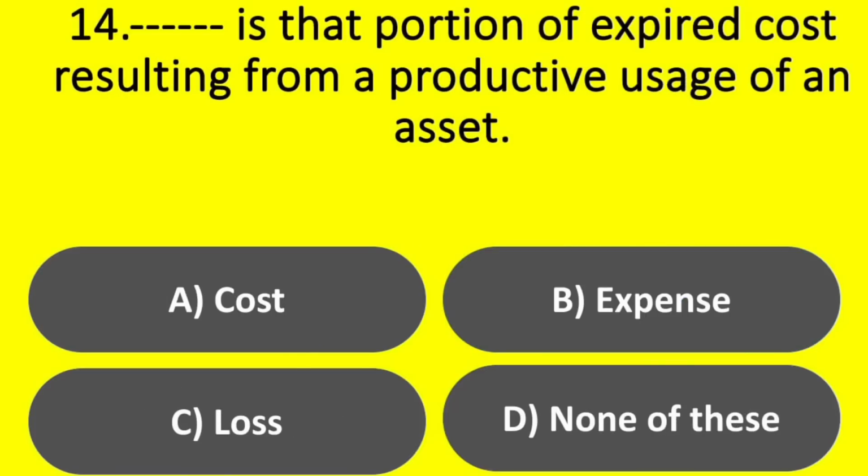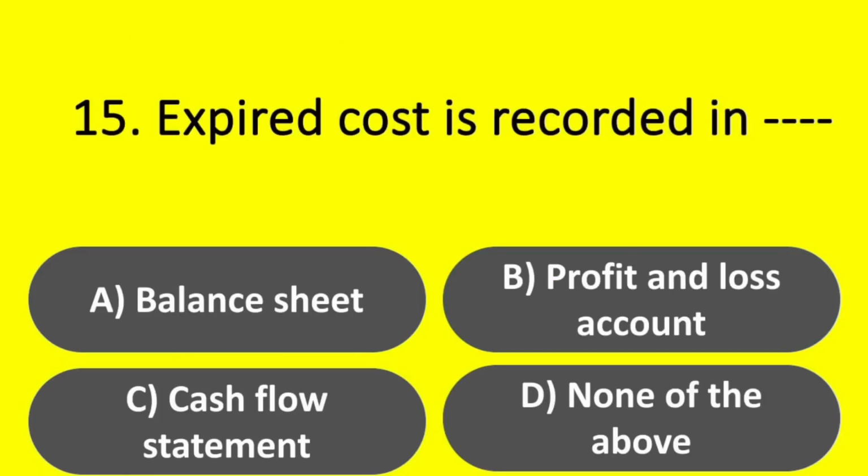Question. Dash is that portion of expired cost resulting from a productive usage of an asset. Option A, Cost; option B, Expense; option C, Loss; option D, None of these. Answer: option B, Expense. Question. Expired cost is recorded in dash. Option A, Balance sheet; option B, Profit and loss account; option C, Cash flow statement; option D, None of the above. Answer: option B, Profit and loss account.